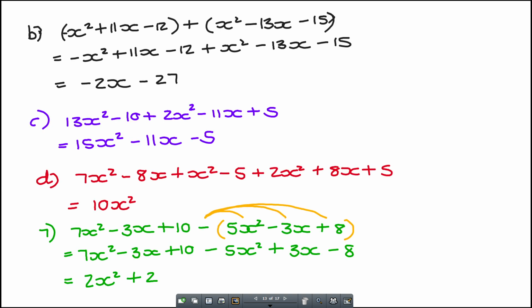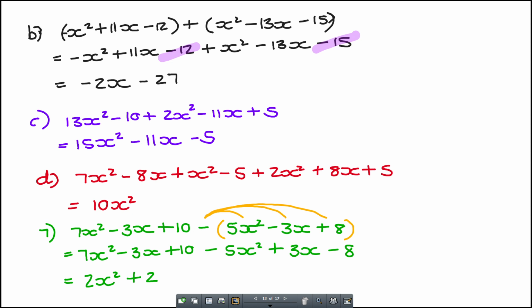Okay, there's B. B, same thing. I had to get rid of the brackets first, but because there was a plus in front of the bracket, it didn't really make a difference. Now I just have to put like terms together. So minus x to the power of 2 plus x to the power of 2 gives me 0x to the power of 2, but we don't have to write that. Then 11x minus 13x would give me minus 2x. Then the constants, minus 12 minus 15 gave me minus 27. So any questions at B?